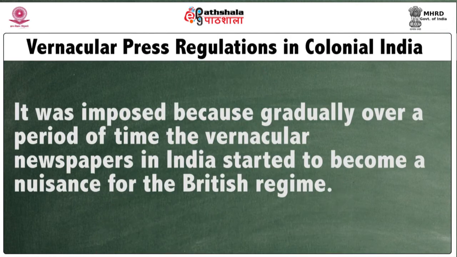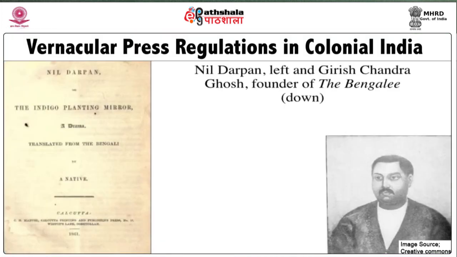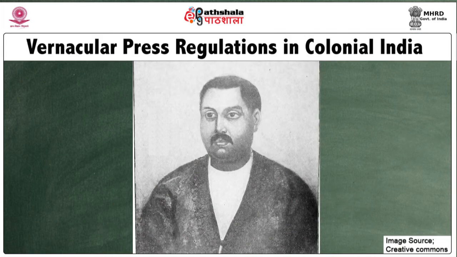The Vernacular Press Act of 1878 was one of the most prominent press regulations at that time. It was imposed because gradually, over a period of time, the vernacular newspapers in India started to become a nuisance for the British regime. For instance, Nil Darpan, a Bengali drama on indigo cultivation, was published in 1861. It was a highly controversial piece of information. The Hindu Patriot was founded in 1853 and was considered a terror to bureaucracy as well as to the white colonists in Bengal. The Bengali was founded in 1868 by Girish Chandra Ghosh, who fearlessly published his views on public grievances.